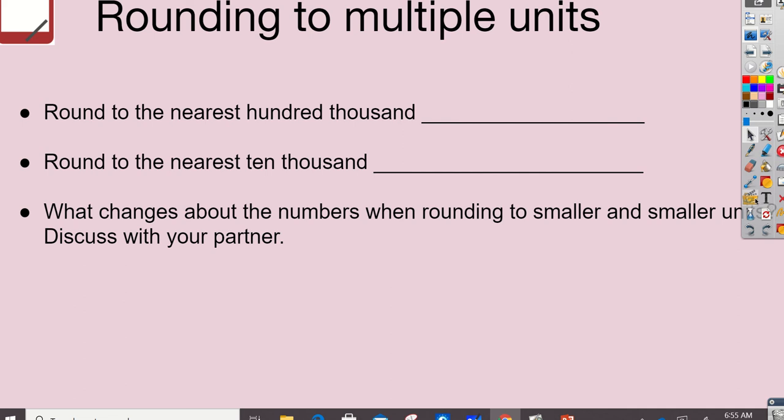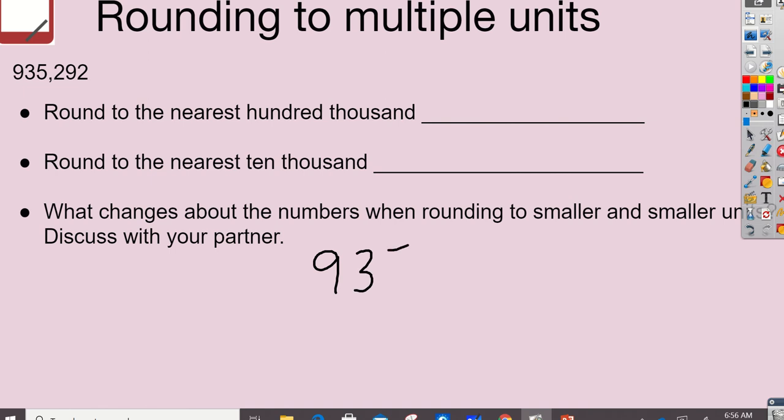Right, so today we're going to be rounding to multiple units. It's the same thing that we did for the last couple of lessons and videos. So here it says that I have to round this number, 935,292, to the nearest 100,000 and then to the nearest 10,000. And then we're going to be talking about what changes we notice about the number when we're rounding to smaller and smaller units. So first off, we said that we would rewrite the number just so that we are able to identify each digit.